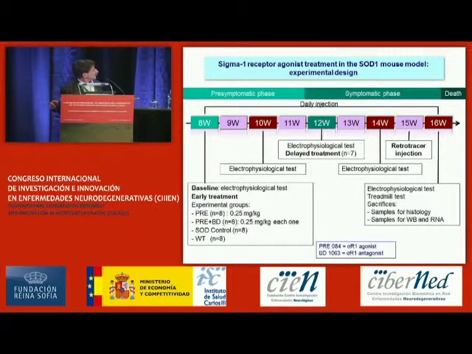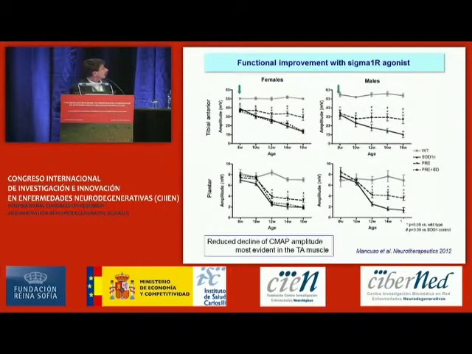Every 2 weeks, we performed electrophysiological and locomotion tests to see the performance of the animals. And then by 16 weeks, 4 months of age, when the animals start to have clear symptoms, we eliminated a group of animals to obtain samples for histology. And another subset of animals were followed until death, so to measure the survival of these mice. That is one of the standard goals in this type of research.